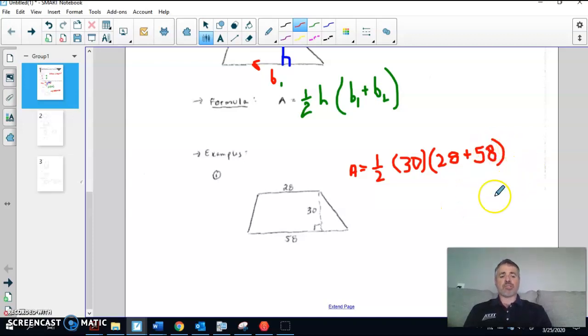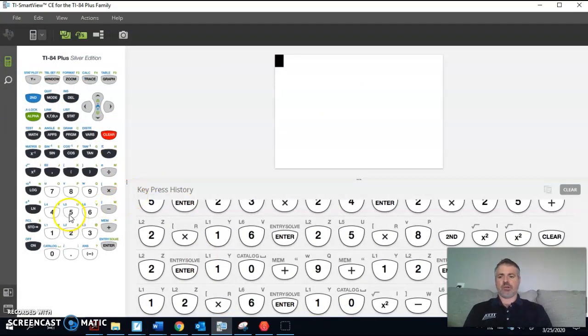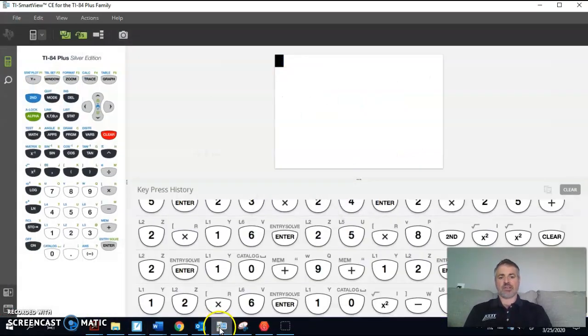So now order of operations, when I do go to calculate this, I'm going to have to add these first because they're in that set of parentheses. So on my calculator, let me clear this out, I would do 28 plus 58. Some kids like to do it all in one big shot. So they could do 0.5 or a half times 30 times those and use parentheses. So some kids will do that.